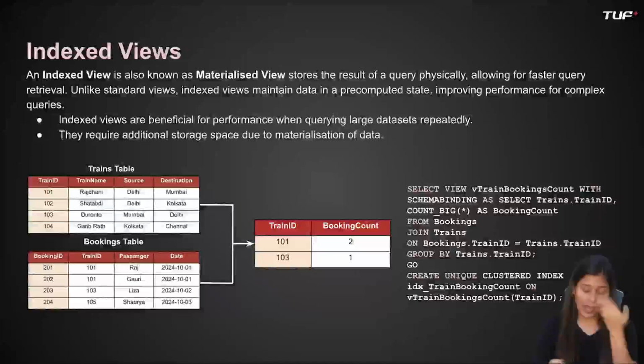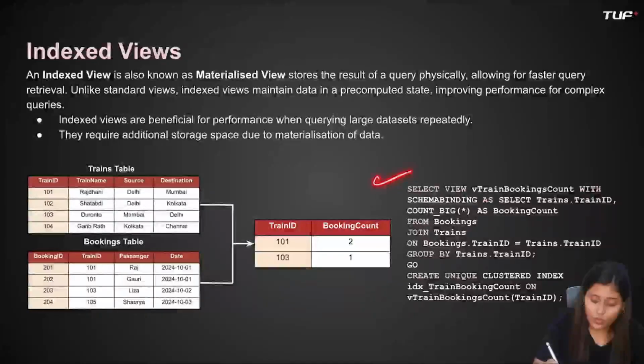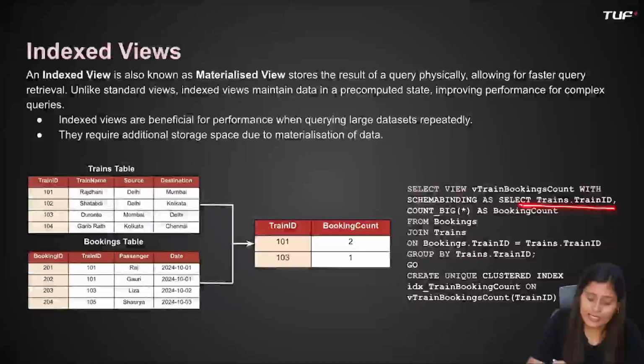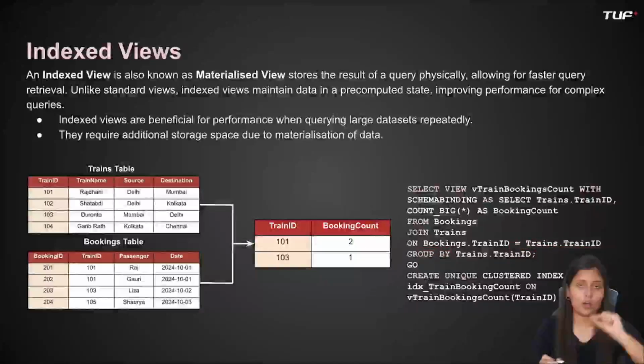Okay, so how we actually create an indexed view from the table, let's see. We write it as it is, like how we were creating the simple view, but here we will write one more thing: create view with schema binding. So this allows us to create basically a view in a physical storage. With the schema binding, after that select train ID, count big of all as booking count, from bookings, join trains on the booking condition, where train ID in both the tables should match.